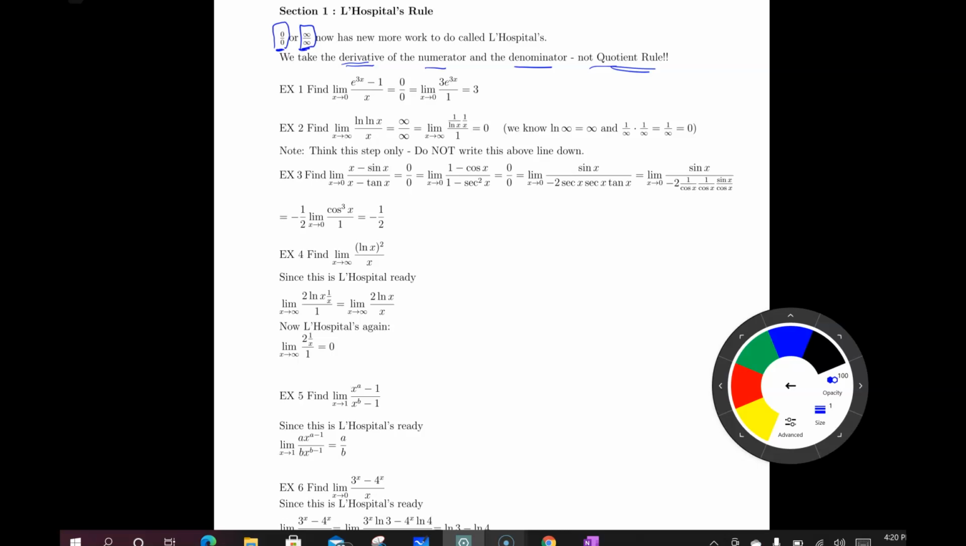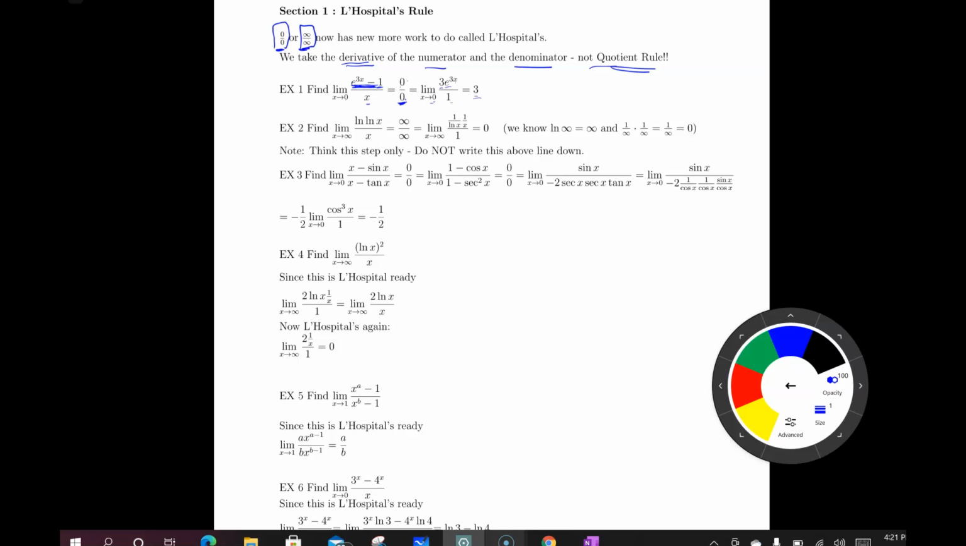So here I have a limit. If I plug in x equals 0, I get 1 minus 1, that's 0, over x equals 0, that's 0. So it is of the correct form. It is 0 over 0. So I take the derivative of this. The derivative of e to the 3x is 3 times e to the 3x. Derivative of negative 1 is 0. The derivative of x is 1. Now I try plugging in x equals 0 again. I get e to the 0, which is 1, so I end up getting 3. So this is using L'Hopital's rule.